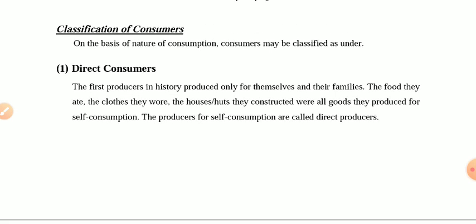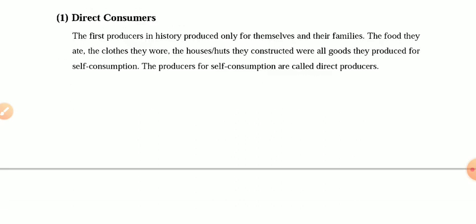If we talk about the direct consumer, in the initial time, the first producers in history produced only for themselves and their family. The goods they ate, the clothes they wore, the huts they constructed were all goods they produced for self consumption. Whatever they produced in their field, they produced for themselves. That's why producers for self consumption are called direct producers, because their motive is only self satisfaction. There is no motive of buying and selling. That's why it is known as direct consumer.